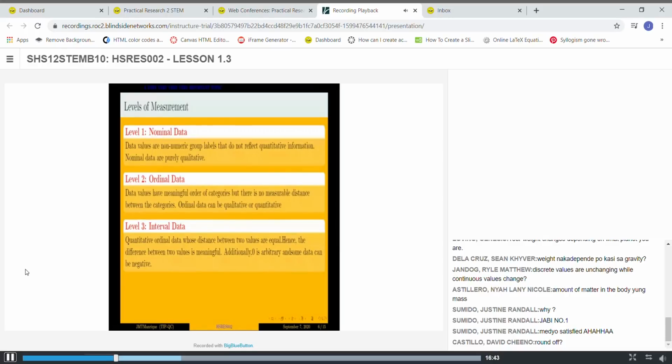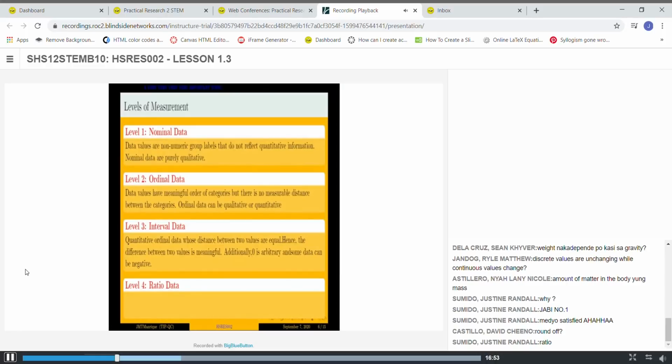The highest level of data is called the ratio data. Kung sa interval data, pwede tayong mag-add and subtract. Sa ratio data, pwede tayong gumamit ng multiplication and division. Because in ratio data, the ratio between two values are meaningful. Pwede mong i-interpret.